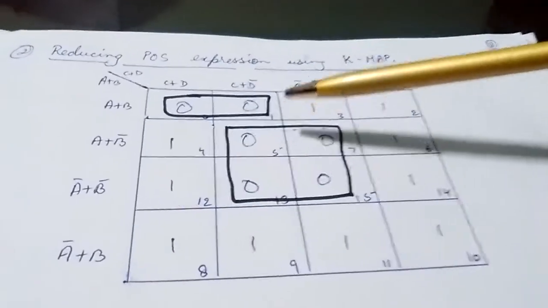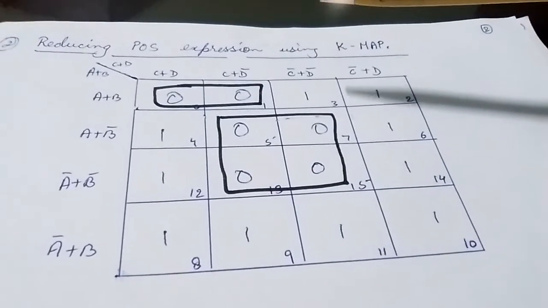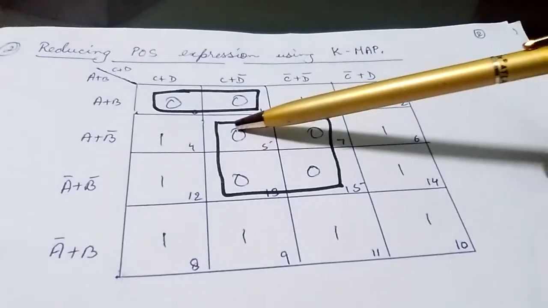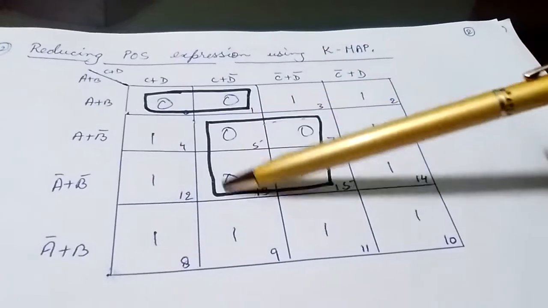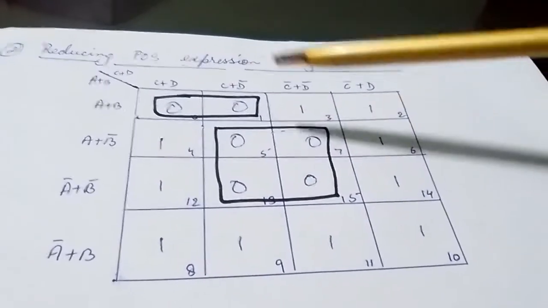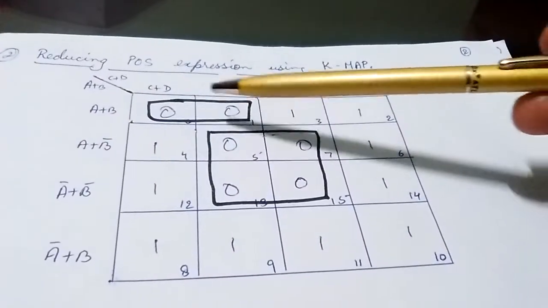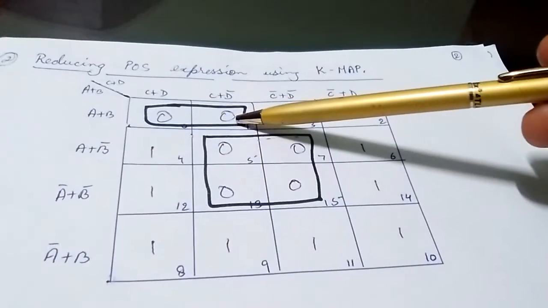So this is an imaginary Karnaugh map for a POS expression. So we see here that we are getting 4 zeros together here. So we will make it as one quad, and then 2 zeros over here. So we will make it as a pair.